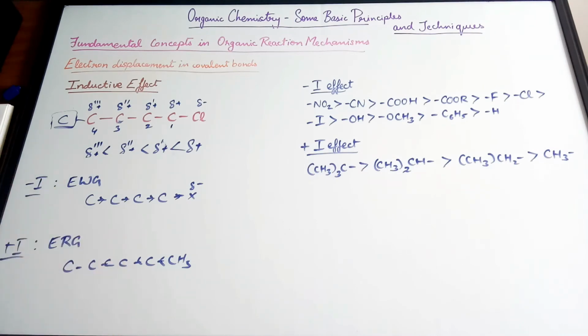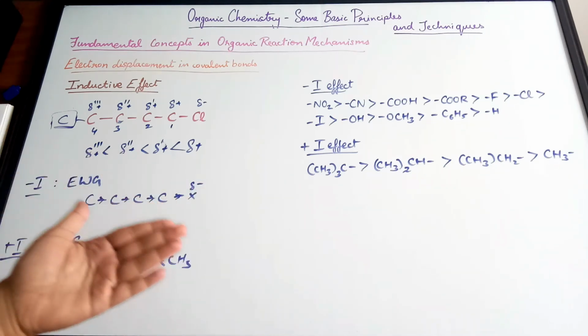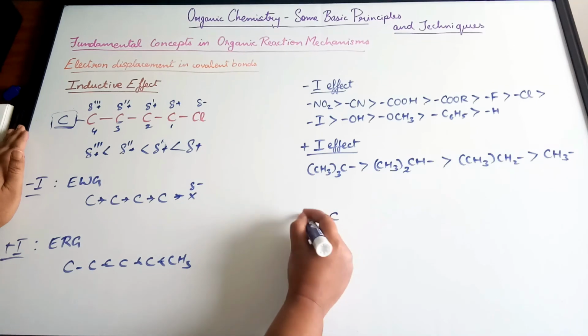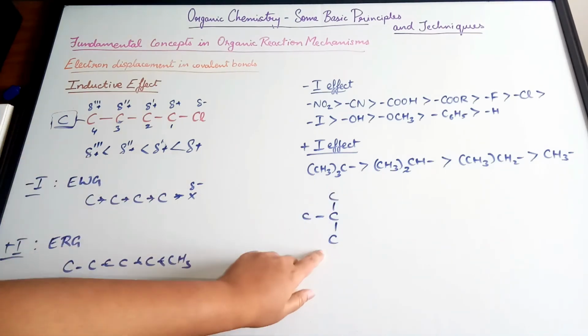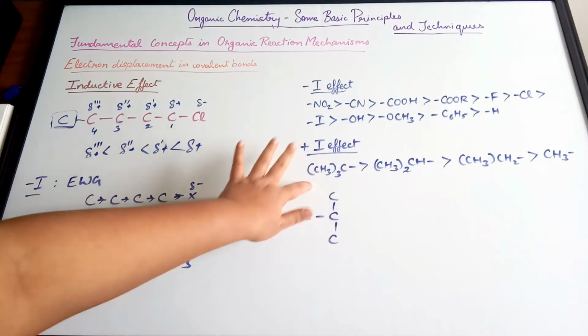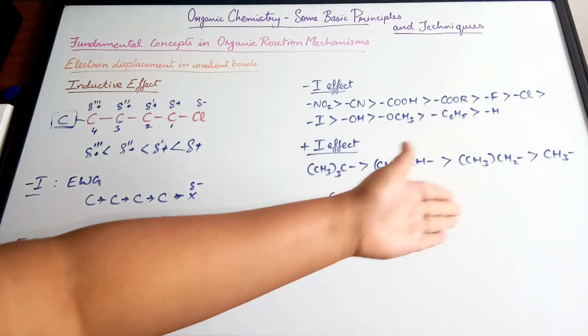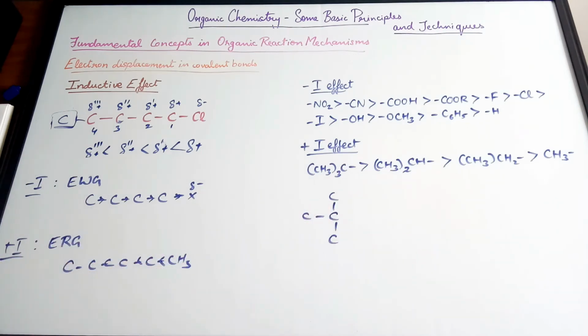Plus I effect is caused due to electron releasing groups. So C(CH3)3 shows more plus I effect. This basically means that this carbon is bound to 3 other carbon atoms. This is bound to 2 other carbon atoms. This is bound to just 1 carbon atom. And this shows more inductive effect than this one or the next one, that is basically an ethyl. And then you have a methyl group. So this basically means that the more substituted our alkyl chain, or rather the carbon, or rather the more substituted the alkane, the more will be the plus I effect.